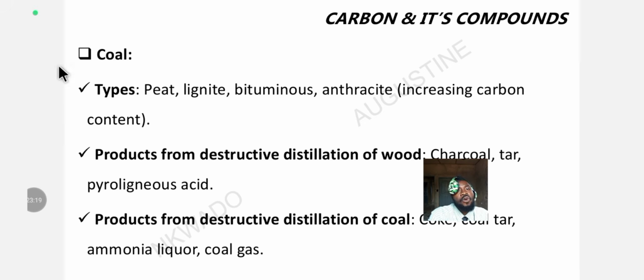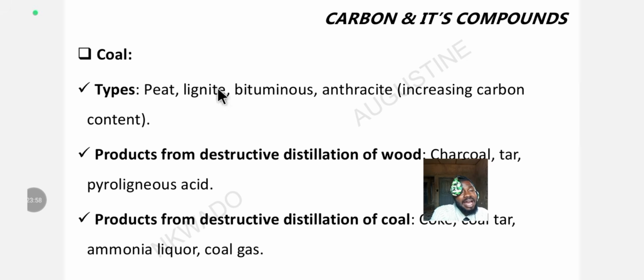Now, let's look at coal, as a compound of carbon. What are the types of coal? We have the peat, the lignite, the bituminous, and the anthracite, and these are arranged according to increasing carbon content. The peat has a lower carbon content than the lignite. The lignite has a lower carbon content than the bituminous. The bituminous has a lower carbon content than the what?